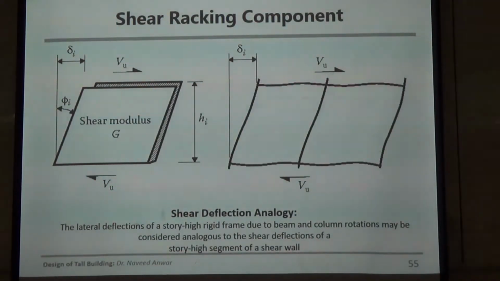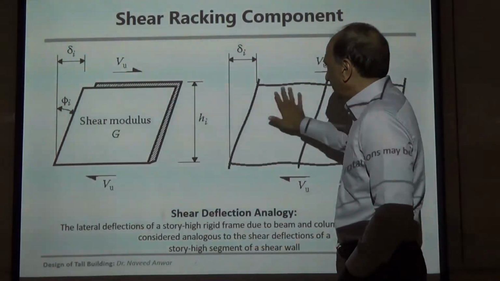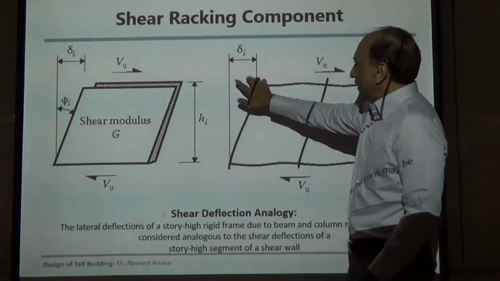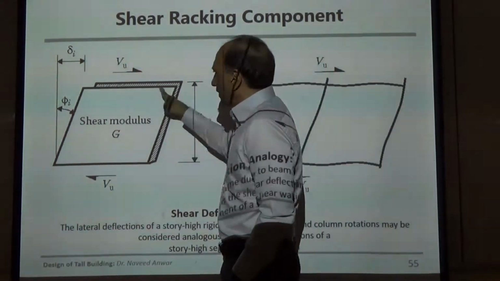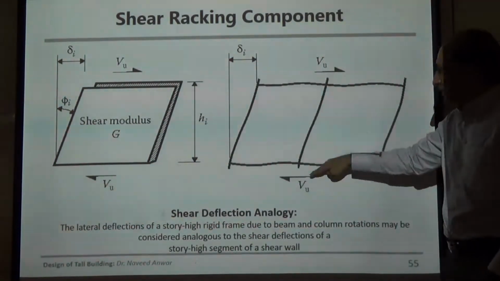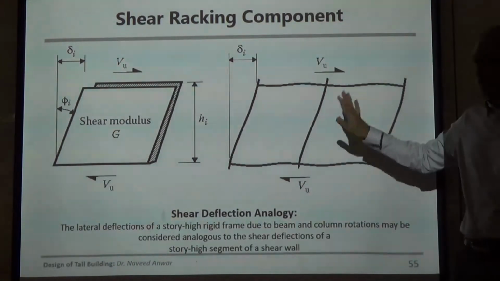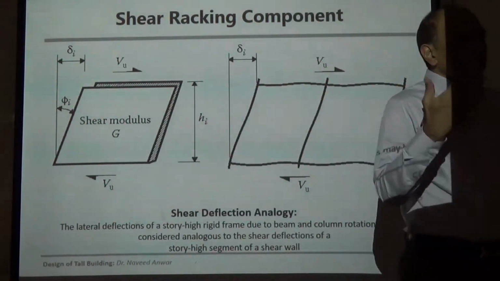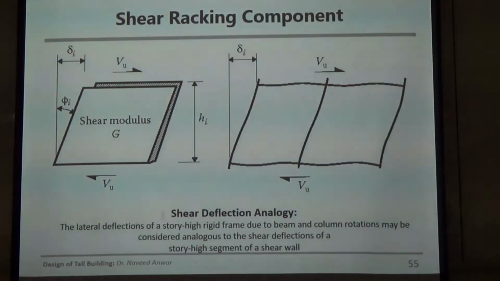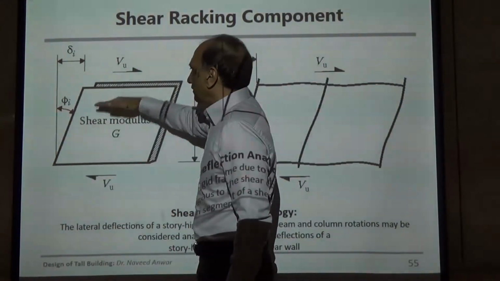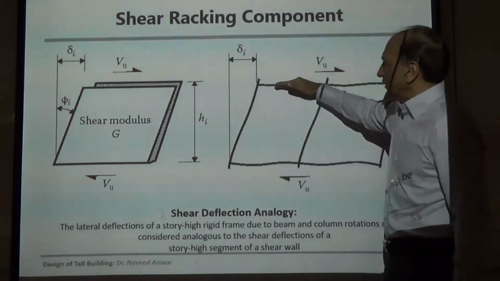So, shear racking problem. Last time I showed this slide also: when the frame deforms like this, we have this delta, and this is a mode of deformation in shear. This is a mode of deformation in frame or bending. So flexural deformation and shear deformation come together in a building. Imagine this is floor number 30, floor number 31.